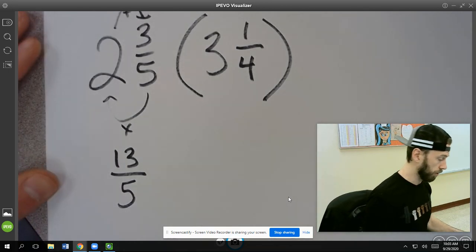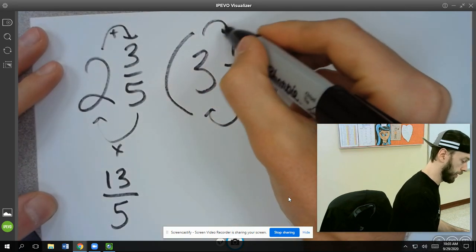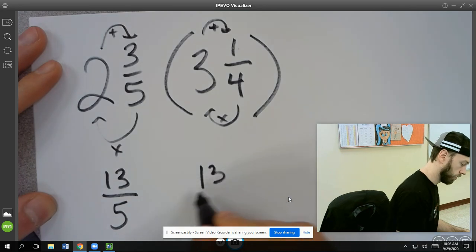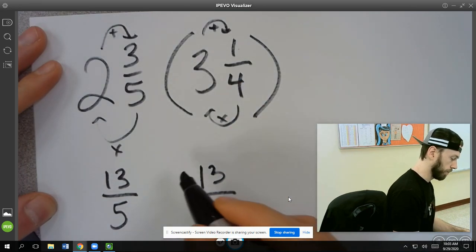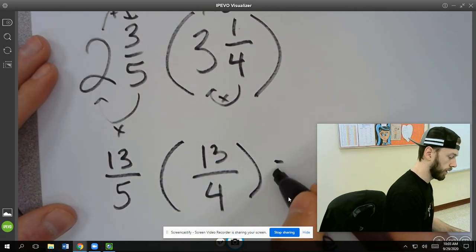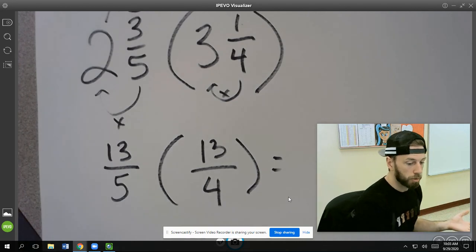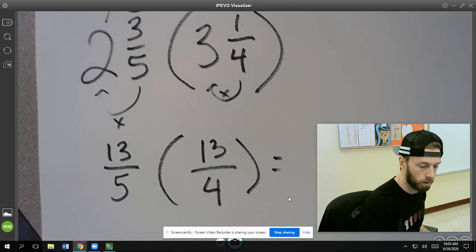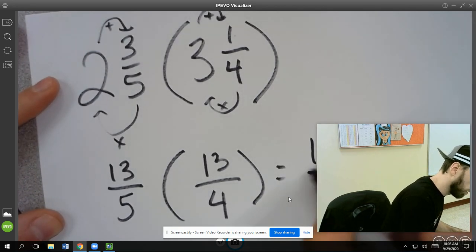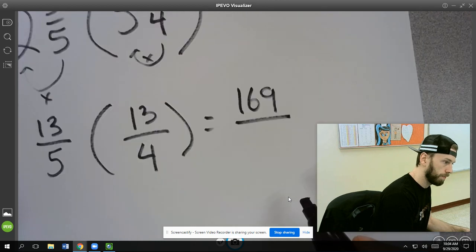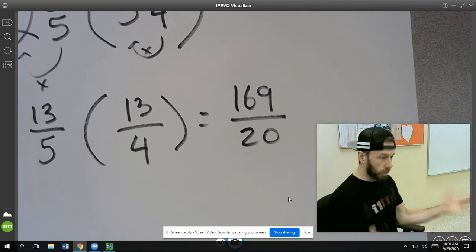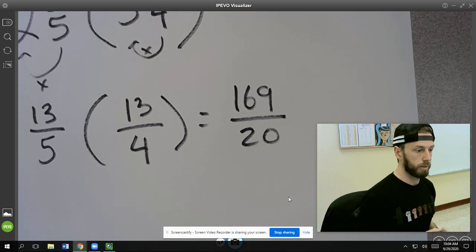Next, 3 and 1/4. Same thing. We're going to turn it into an improper fraction. Multiply here, add there. This 12 plus 1 is 13. And this one is fourths we're talking about here. So we've got 13 fifths and 13 fourths. That's actually what we're multiplying. So then you have to go through and multiply 13 times 13 across the top, 169. And 5 times 4 across the bottom is 20. Now, just like any of the problems we've been doing so far, this needs to be simplified, right?